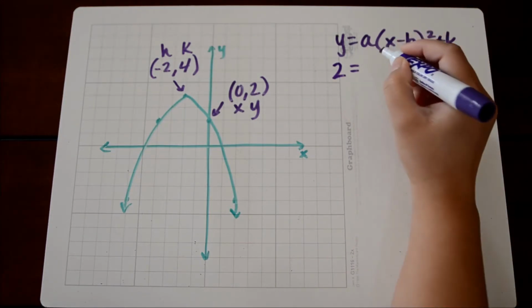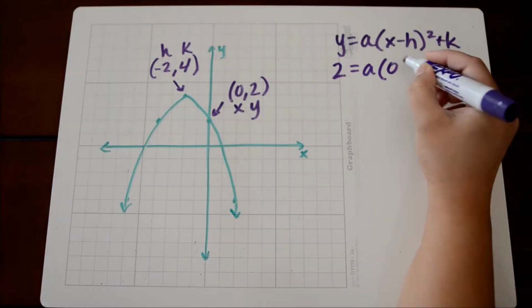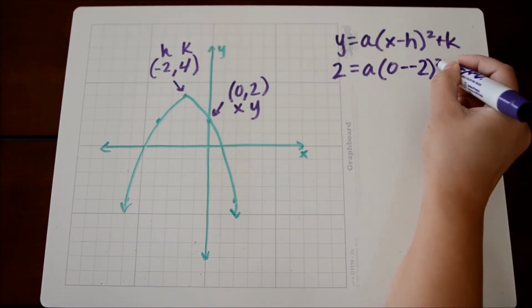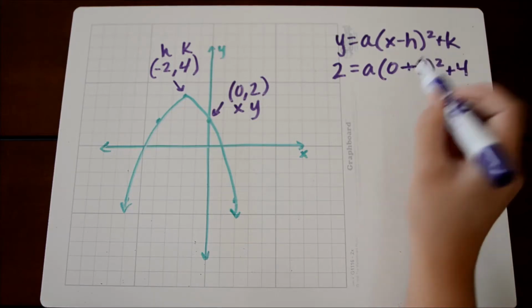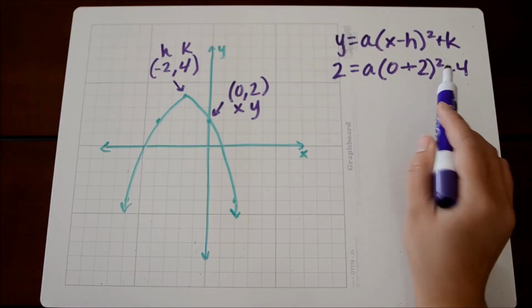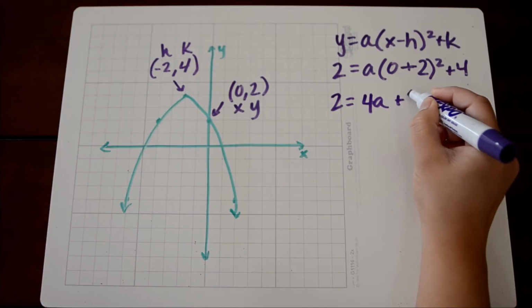2 equals, we don't know what a is, x will temporarily be 0, and then here we have minus a -2 squared plus 4. So we'll change that minus a negative to plus. 0 plus 2 is 2, 2 squared is 4. So now this is 4a plus 4.